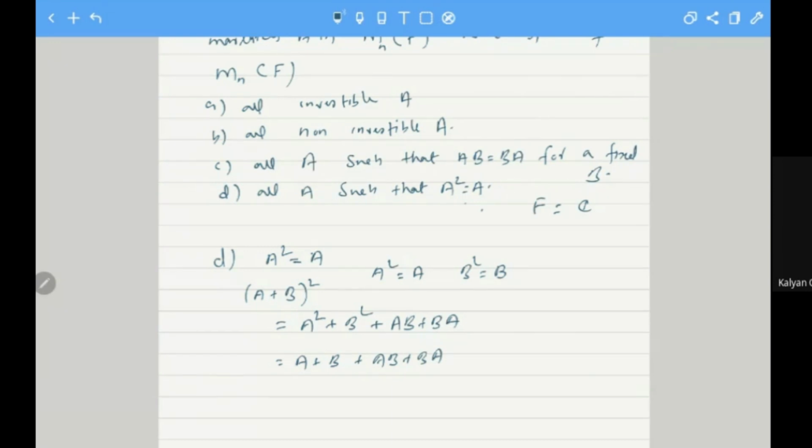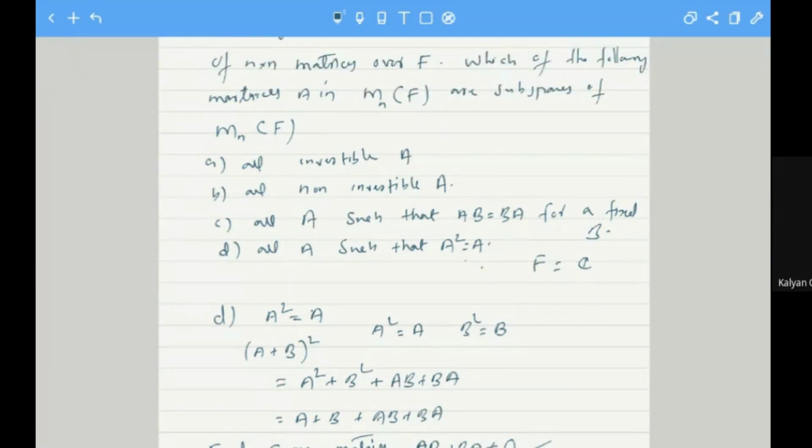So what we need to cook up is to find some matrices such that AB plus BA is not equal to 0. If that is the case, (A plus B) squared will be A plus B plus something. It cannot be A plus B again, so it cannot be in the subspace. Finding some examples like this will be easy. You just cook up some matrices having this property. Then we can rule out the D option as well. I hope this question is clear to all of you.